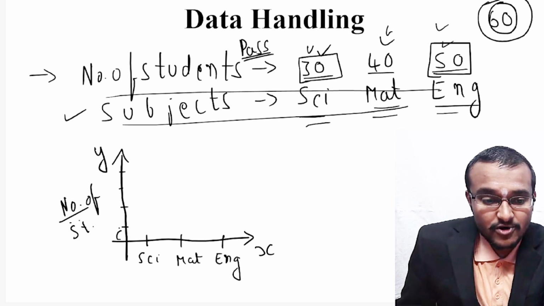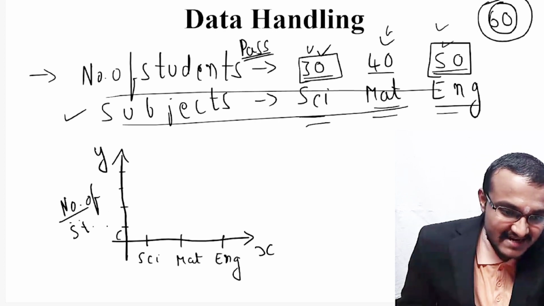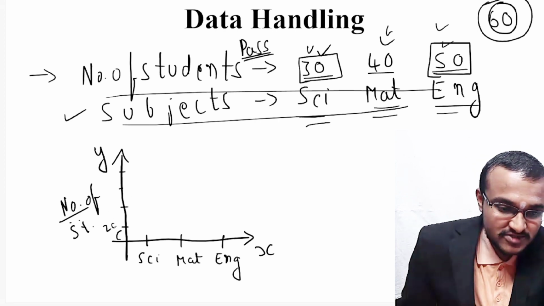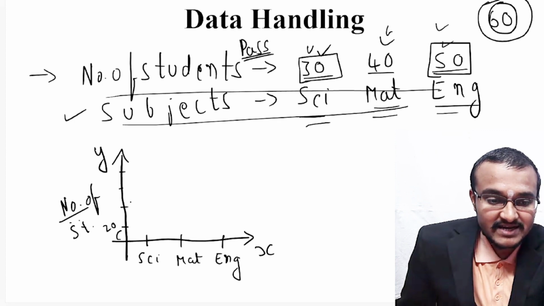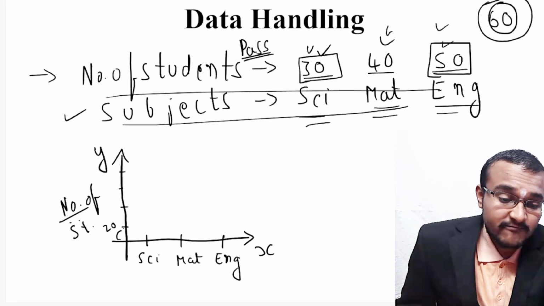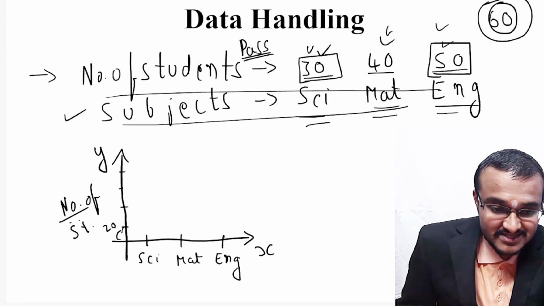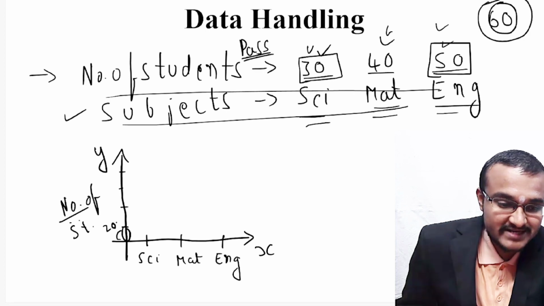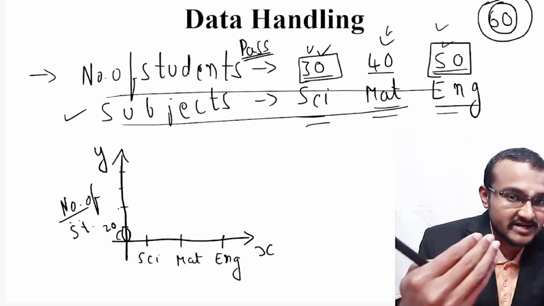So now on this y-axis, you should start from 20, because if you start from 20, it will include 30 to 50. Now this is known as 1 unit, so if that 1 unit is equal to 20 students, then the second unit will be equal to another 20 students.